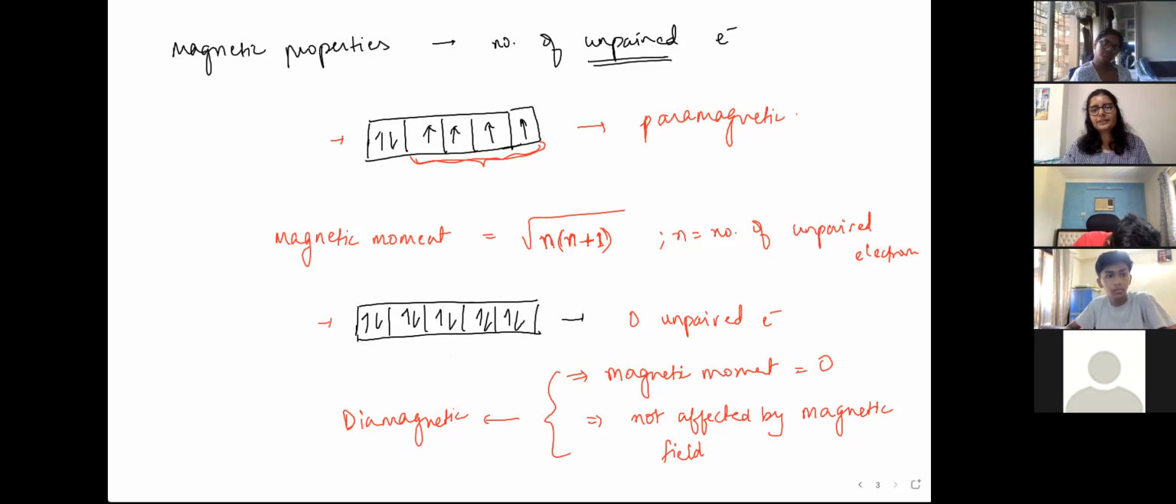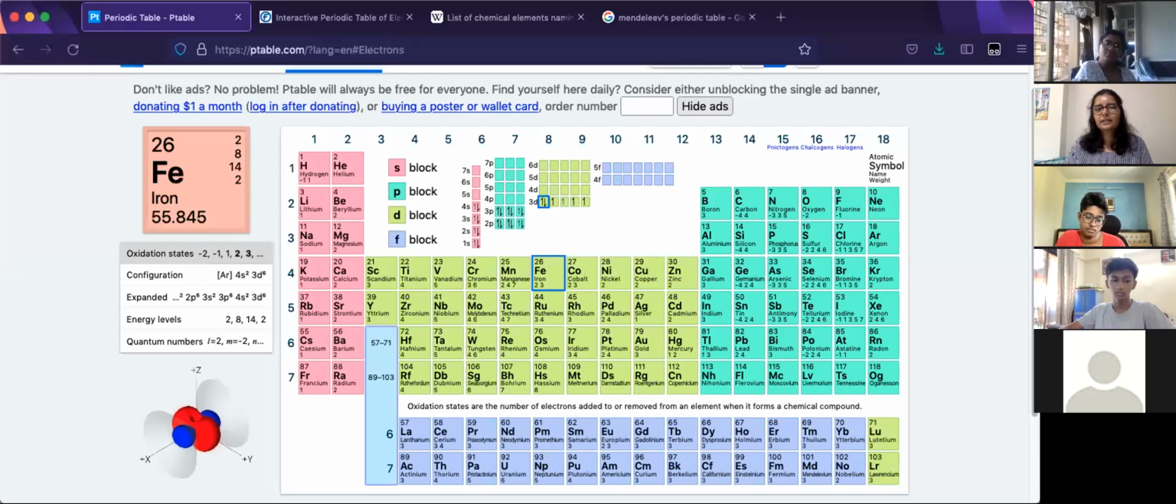So d block elements, because they have d orbitals, are going to be especially paramagnetic. Now you won't find that, we don't talk about the magnetic quality of S or P block elements. It makes complete sense. You can figure it out easily. S orbitals, how much is the scope for having unpaired electrons?